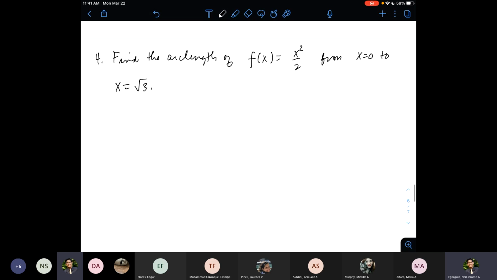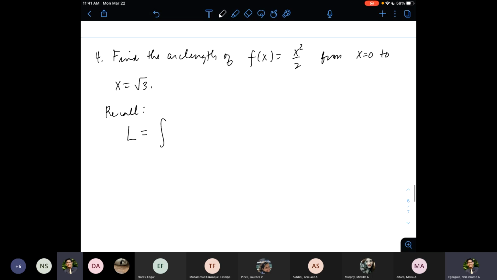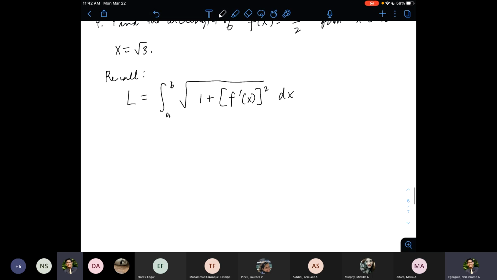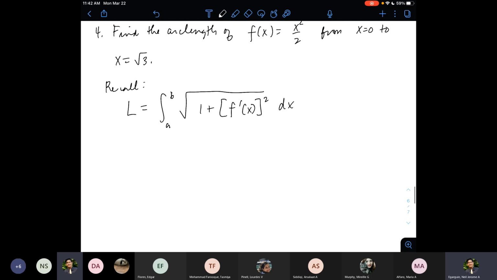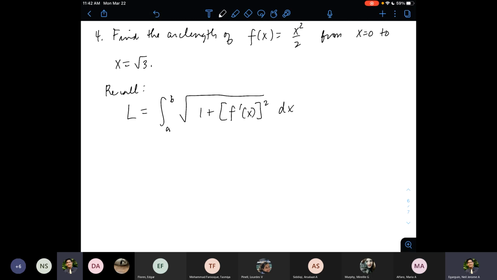Because let's see. Recall that the formula for finding the arc length, let's call it L, is the integral from a to b of the square root of 1 plus the derivative squared dx. So the first thing to do here is to find f prime, then square it. Note that f prime of x, the derivative, will just be x.